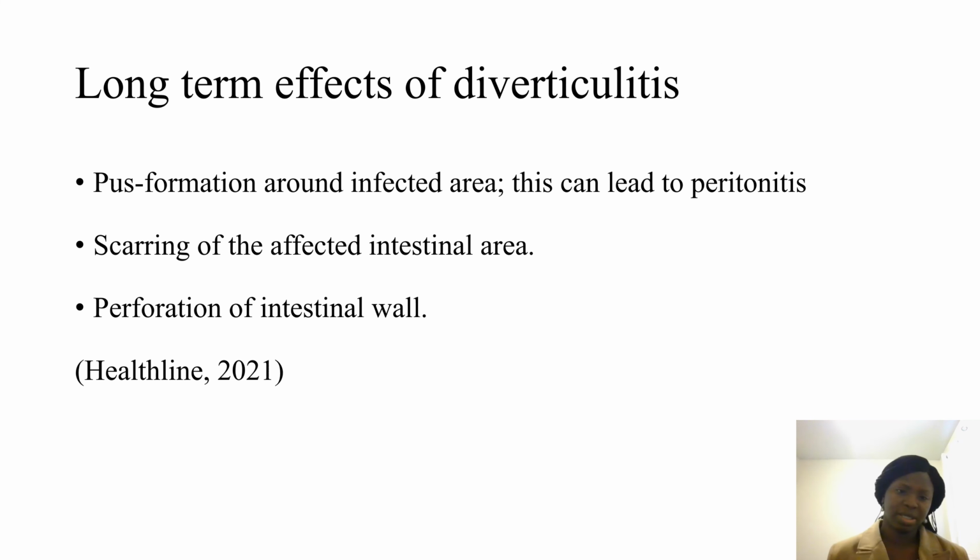What are the long-term effects? For diverticulitis, one of the long-term effects is formation of pus, that's referred to as an abscess. This happens when pus begins to collect around the infected area, and this pus, if it leaks through the intestinal wall, could lead to inflammation of the peritoneum. That condition is referred to as peritonitis, and peritonitis is life-threatening.